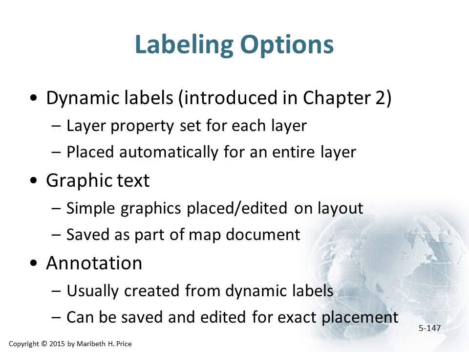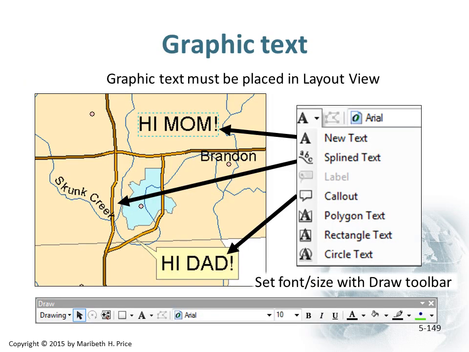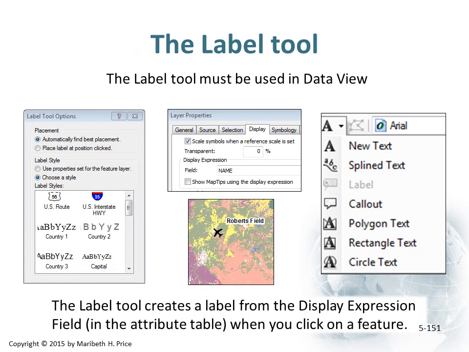Labeling and annotation. Labeling options: dynamic was included in Chapter 2. Graphic text is another one. And then there's annotation, which is usually created from dynamic labels. For dynamic labels, you can go into your labels, turn on your label features, and set things up the way you want. Graphic text, you literally just go in and add it. It's like adding a floating text box, and you can put it where you want it to go. You can add multi-line labels as well. And there's a label tool.